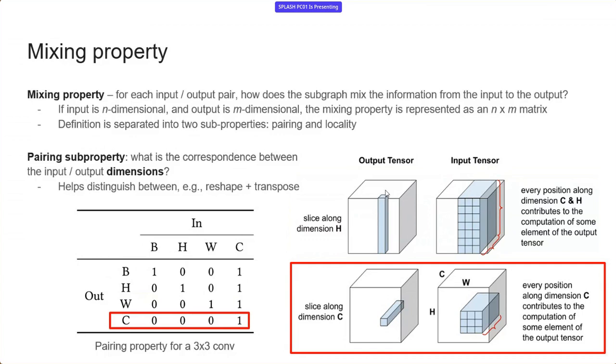I'm leaving out some details here, but hopefully this diagram makes things a bit clearer than what I can say. And we also see that if you were to infer the pairing property for a transpose operation, what you get is exactly the permutation matrix corresponding to how the dimensions were swapped.